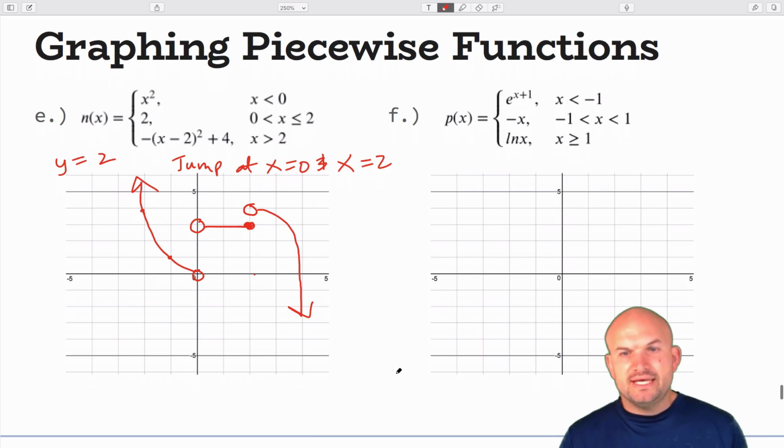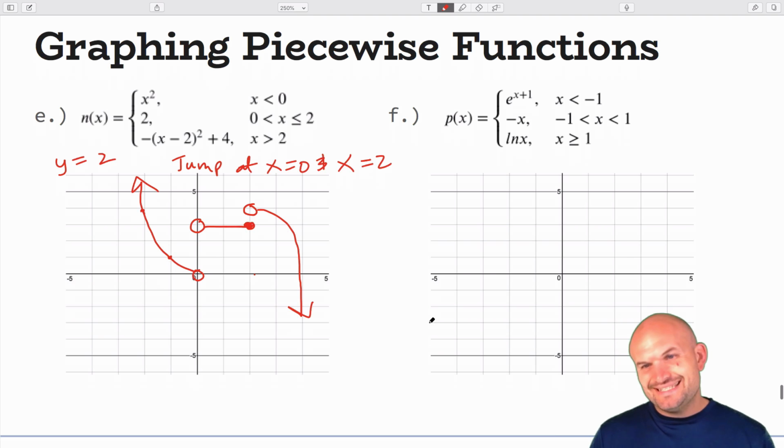All right, for the last one here, I have p of x equals e to the x plus 1, negative x, and ln of x. Again, we have the same kind of opportunity. Here we have the exponential and the logarithmic, which a lot of students aren't as familiar with. But if you just look at the parent graphs, this is e to the x with a shift of 1 unit to the left. The one point that we are familiar with on the exponential graph with no transformations would be 0, 1. So if I shift 1 unit to the left, my graph's going to look like that.